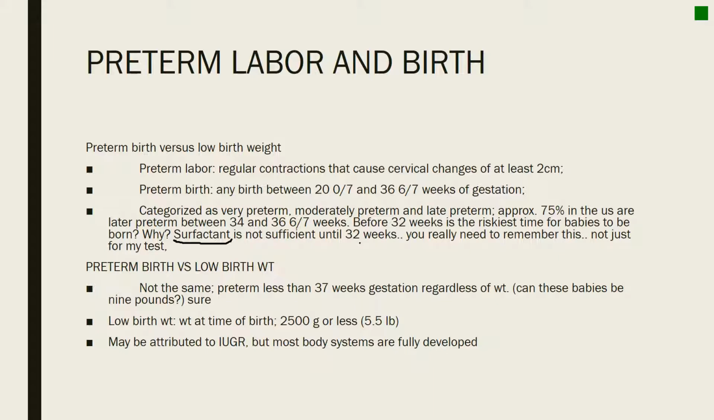So preterm birth is not the same as low birth weight, okay? Not the same. Preterm is less than 37 weeks regardless of how big this baby is. Can I have a 9-pound preterm baby? Sure. These gestational diabetes or DM moms can have big babies that are absolutely not mature. Low birth weight: weight at the time of birth is 2,500 grams or less. That's less than 5.5 pounds. This may be attributed to IUGR, but most of the body systems are fully developed.